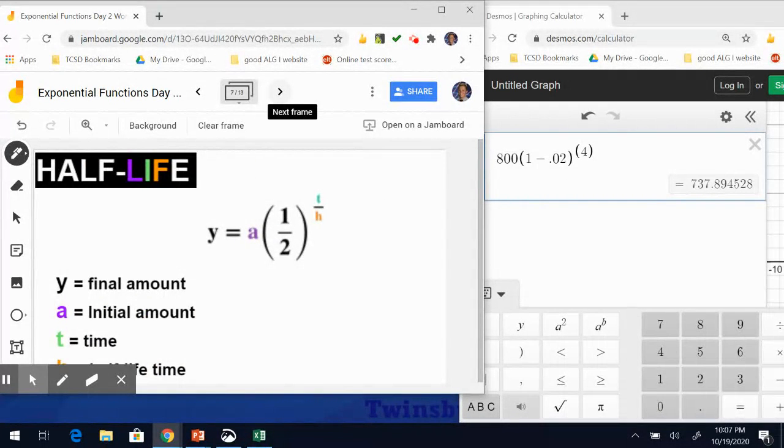Half-life. Ooh, spooky, Mr. Gawkrunner. Looks like Halloween colors. You're right. It is. Boo.